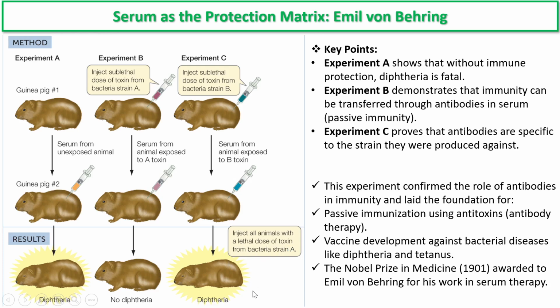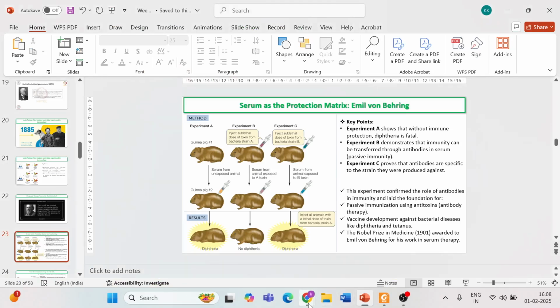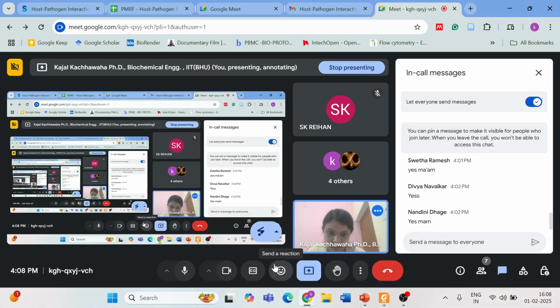So can you understand what is happening in all these three animals? What is the difference here? Why is this particular experiment B guinea pig surviving whereas these both are dying? Can you understand from this experiment what is happening here? Nobody would like to answer what is happening here.